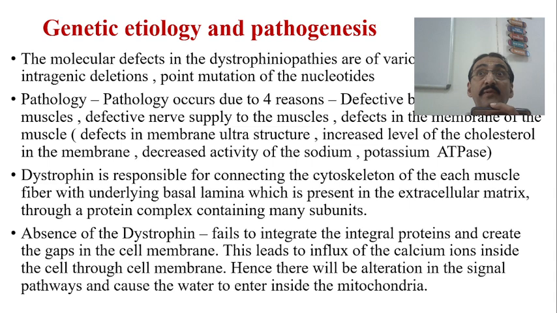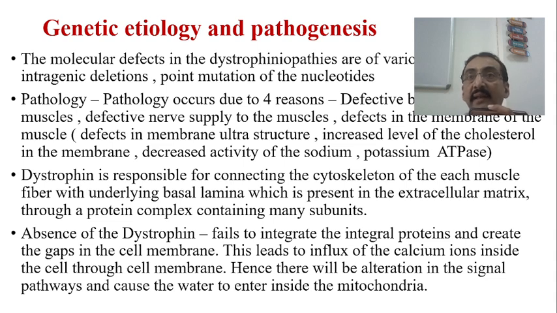Now, when this dystrophin is absent, the total muscle function will get affected. Absence of the dystrophin fails to integrate the integral proteins and creates gaps in the cell membrane. This leads to influx of calcium ions inside the cell through the cell membrane. That means the membrane gap should be maintained. There should be a minimum gap and it should be maintained.